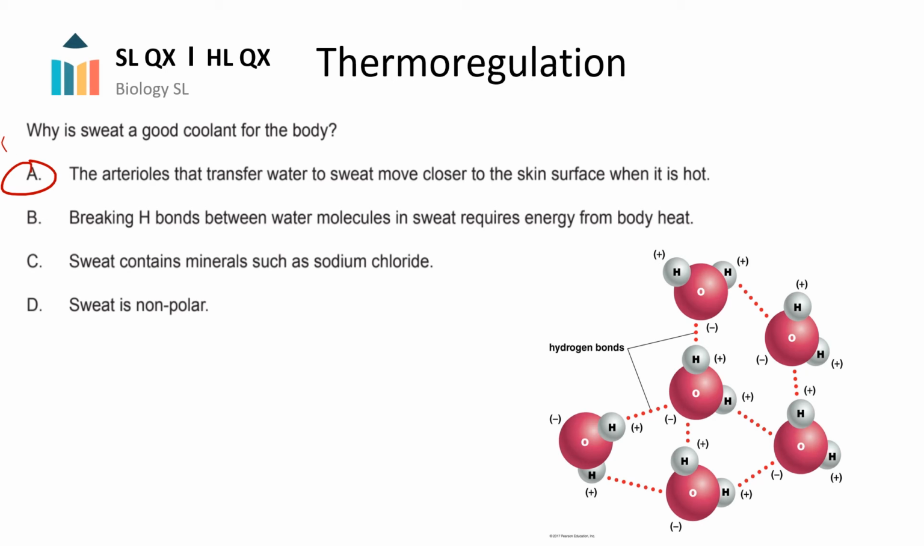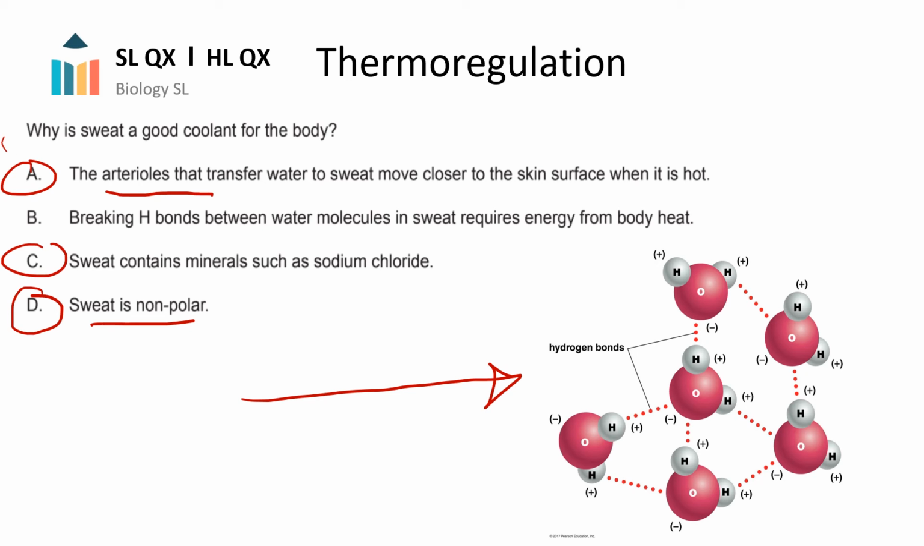Well, arterioles are in a fixed position in capillary bed, so they cannot move. However, they will dilate. This answer kind of sounds right because they can dilate and move more water and therefore more heat to the surface of the skin, but it's not quite there. Is sweat non-polar? No, sweat is mostly water, and water is a polar molecule as shown over here. It has hydrogen bonds. Sweat contains minerals such as sodium chloride. That is a true statement, but containing sodium chloride is not going to cool the body in any way.